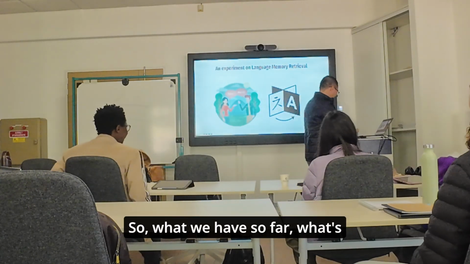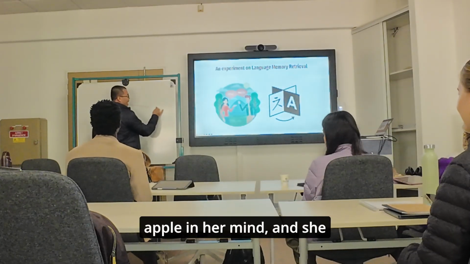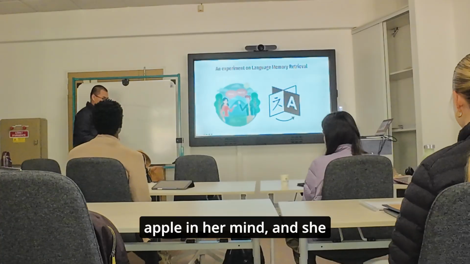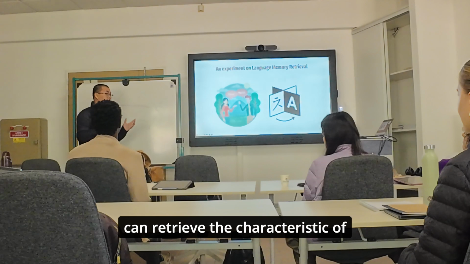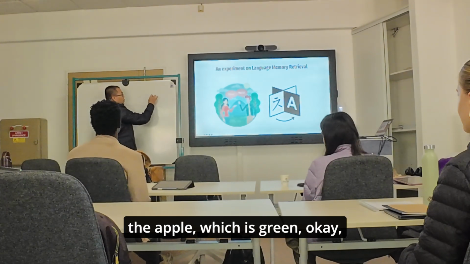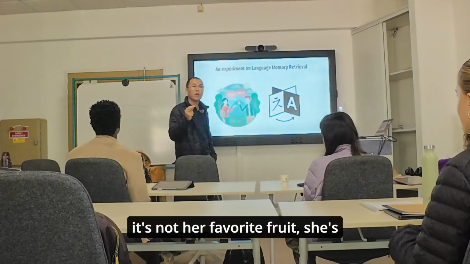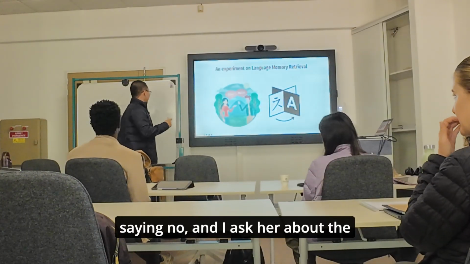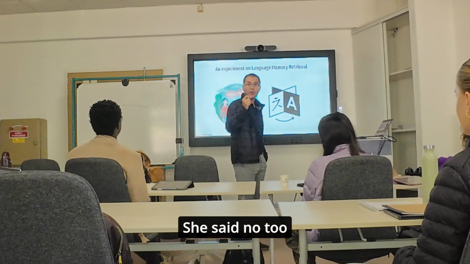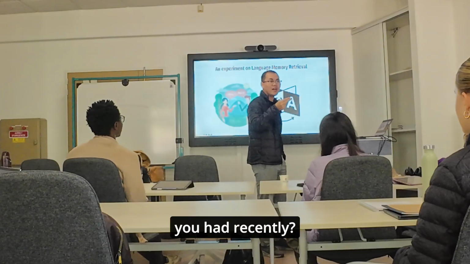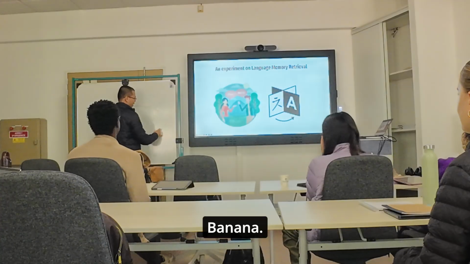So what we have so far, what's interesting here, is that Jean has an apple in her mind, and she can retrieve the characteristic of the apple, which is green. I asked her two things: is that her favorite fruit? She said no. And is that the latest fruit that she had? She said no too. So what's the latest fruit that you had recently? Banana. Banana. So we have banana here.